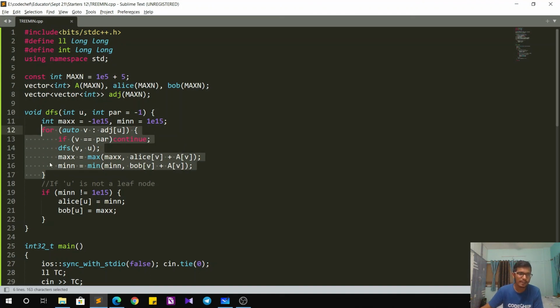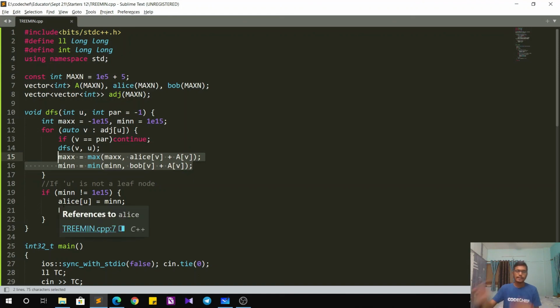And then finally, I just update the current node's Alice of I and Bob of I values. So how to do that? Definitely, if min is not equal to 1e15, it means that there is at least some child node. If min is still 1e15, that is a very big value, let's say infinity, it means that the current node is a leaf node. So we only want to make the updates if the current node is not a leaf node. If u is not a leaf node, make the updates as follows. Alice of u is the minimum one and Bob of u is the maximum one, and we have already calculated them over all the children in the previous for loop.